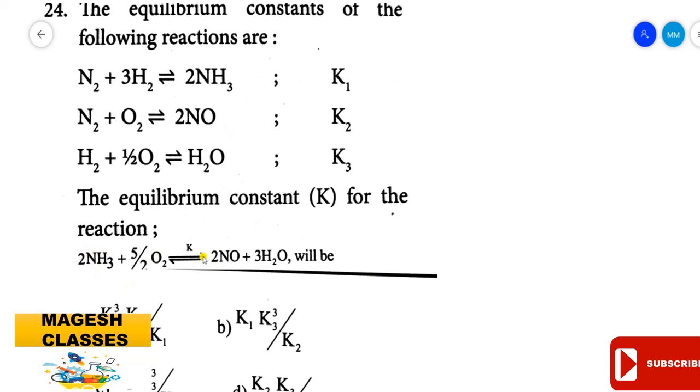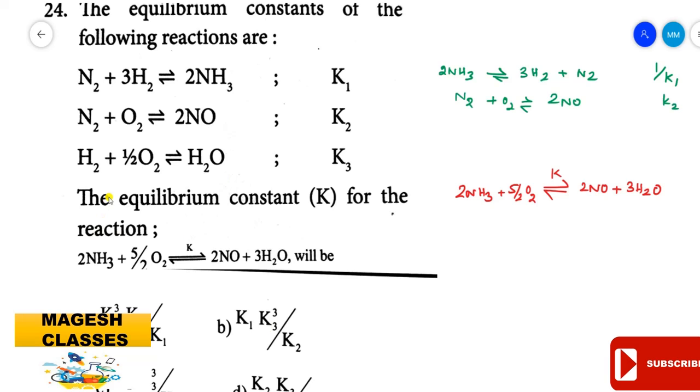In order to obtain this equation, you have to make certain changes in the given equations. First write the required equation, and derive it from the given information. The first equation is reversed, so we get 2NH3 giving 3H2 and N2, and the equilibrium constant is 1 by K1. The second equation has no change because the NO is on the right hand side, so the equation is as such, and it is K2.